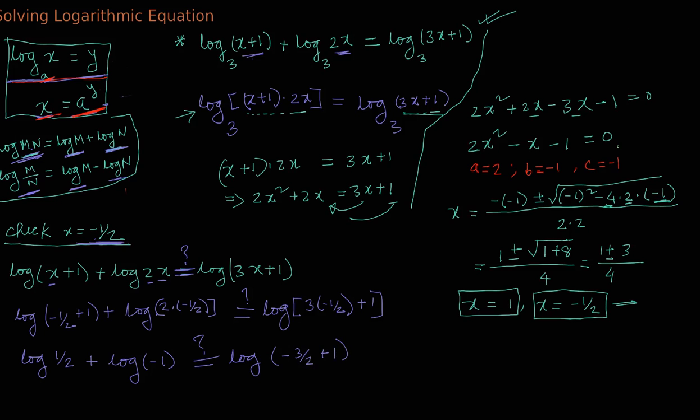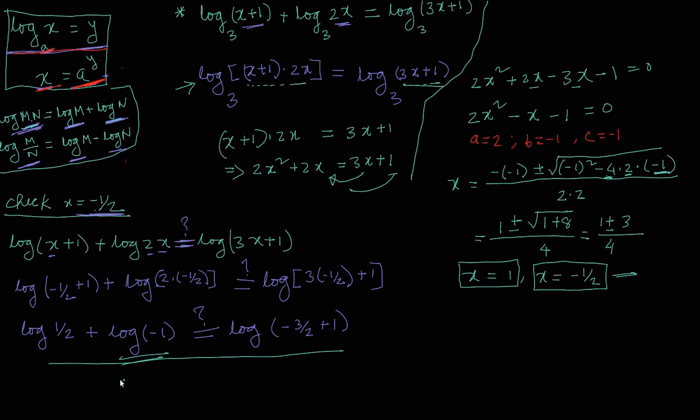Now if you notice here, I have log of negative 1, and the logarithm of any negative number I cannot evaluate. So I will not be able to evaluate this whole expression. That means x equal to negative half is not a solution. So that is canceled out.